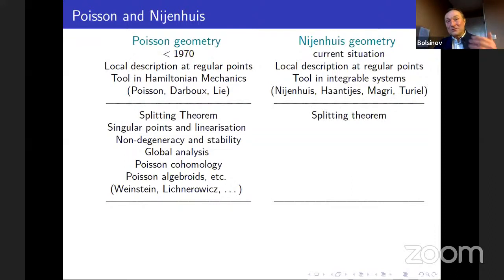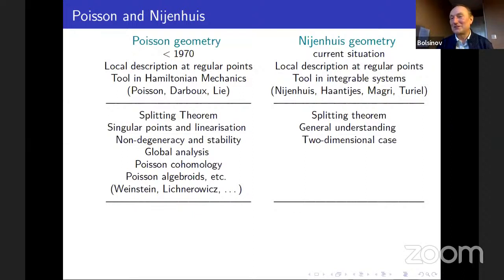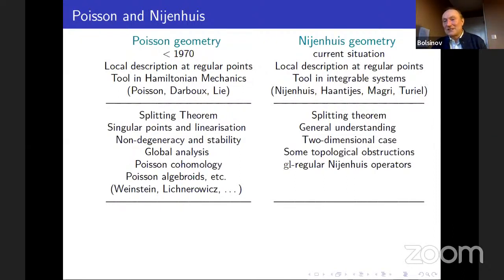In Nijenhuis geometry, we tried to do something similar, and the first result was exactly the splitting theorem, then the singular points and linearization. So we do have some general understanding of what's going on: the stability of Poisson structures, the stability of Nijenhuis structures. We understand what's going on in the two-dimensional case. I will explain what the problems are in higher dimension. We understand some global topological obstructions for existence of Nijenhuis operators, but we are still at the very beginning. We believe that we can do something similar, not in the sense of techniques, but at least in the sense of philosophy.